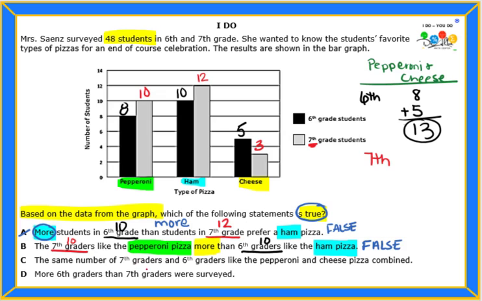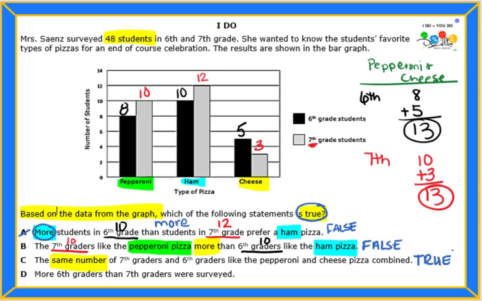Now let's work with the 7th graders. 7th graders that like pepperoni is 10. 7th graders that like cheese is 3. So 10 plus 3 is 13. So is it true that the same number of 7th graders and 6th graders like pepperoni and cheese pizza combined? Yes, we combined pepperoni and cheese for 6th grade, and that was 13. We combined pepperoni and cheese for 7th grade, and that was also 13. They are both the same. This statement is true.